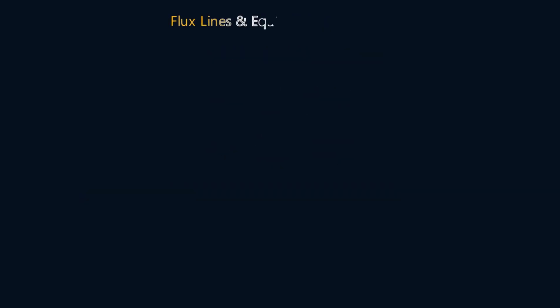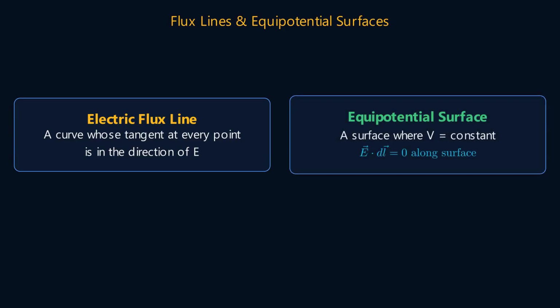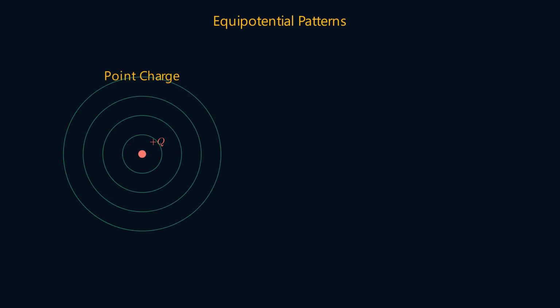An electric flux line, also called a line of force, is a curve whose tangent at every point is in the direction of the electric field E. Faraday introduced these lines to visualize fields. An equipotential surface is a surface on which the potential V is constant everywhere. Since E equals negative nabla V and the gradient is perpendicular to constant value surfaces, flux lines are always perpendicular to equipotential surfaces. Moving a charge along an equipotential surface requires zero work because E dot dl equals 0 along the surface.